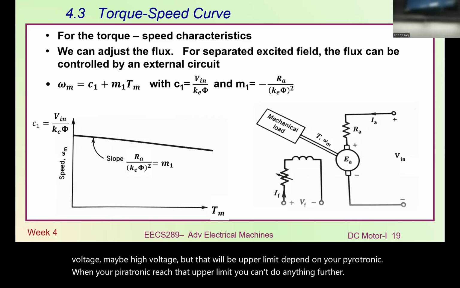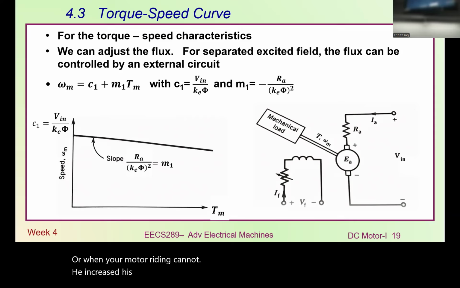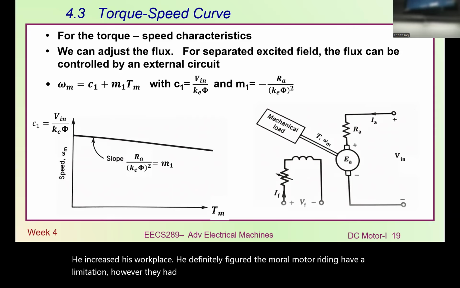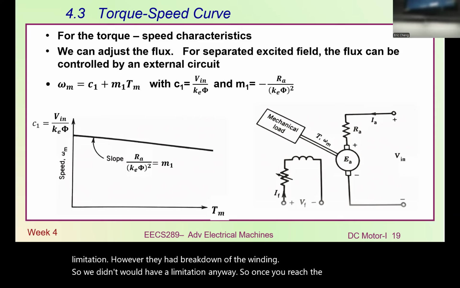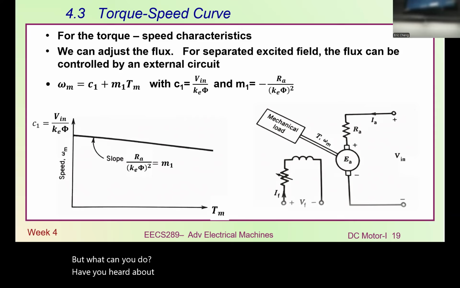Or your motor winding cannot increase its voltage indefinitely, because the motor winding has a limitation. High voltage will cause breakdown of the winding. So V-in will have a limitation anyway. So once you reach the maximum for your system rating, you can't do anything further, right? But what can you do? Have you heard about that? We can change the flux. Yeah, you can change the flux.